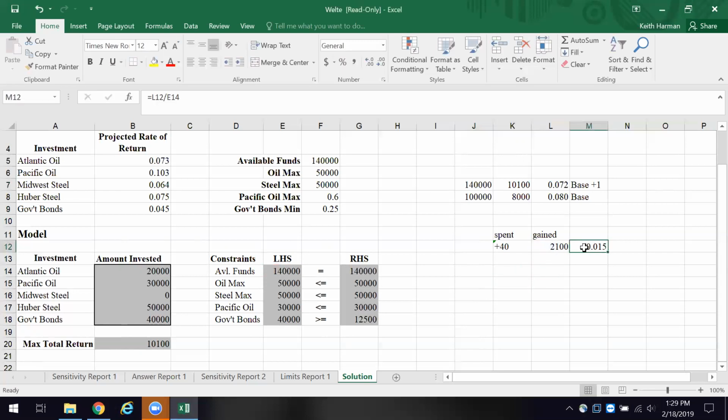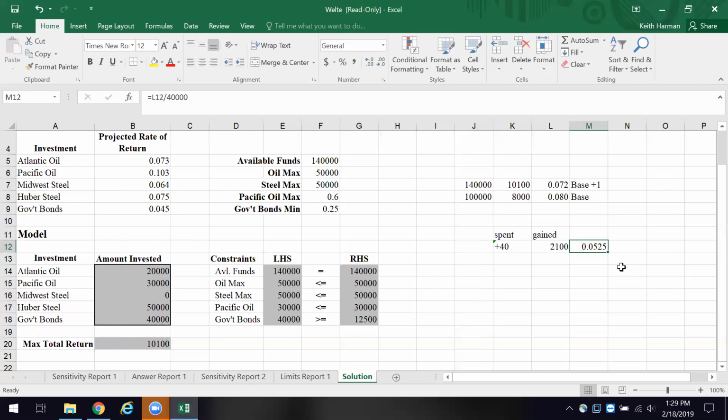I gained over 40,000. And notice that when you go strictly with the increment, what we spent and what we gained, we spent $40,000 to make $2,100. Not a great return.